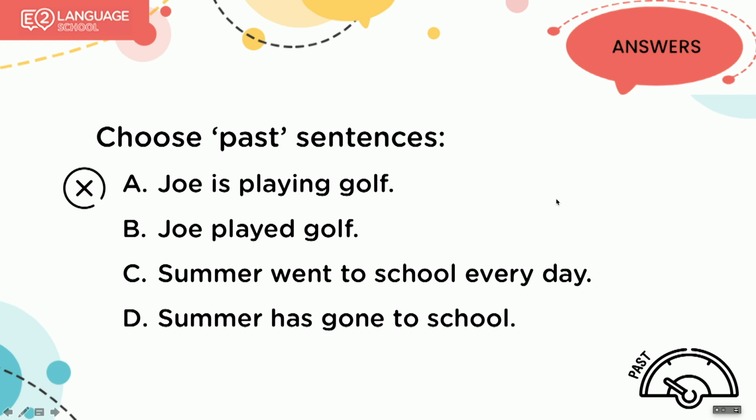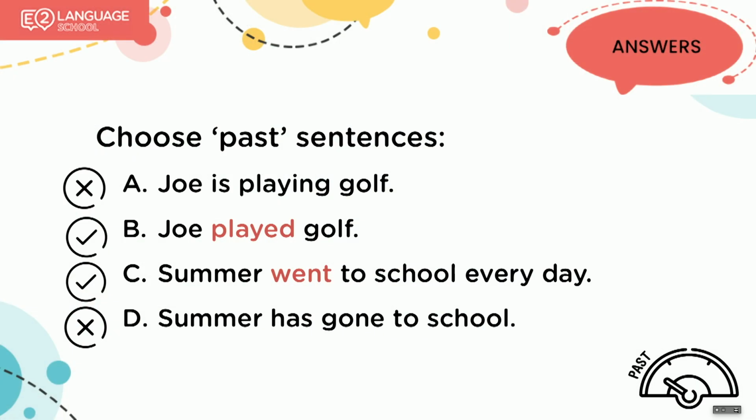So Joe is playing golf. Is that a past sentence? No. Joe played golf. Yes, that happened in the past. Summer went to school every day. Yes, because this did verb tells me that it happened in the past. Summer has gone to school. Well, that's a bit different. That's a different verb, and we'll look at those have done verbs in another lesson, okay? The specific one we're looking at now is happened in the past and it's finished. Okay, we'll get to the other ones another time.